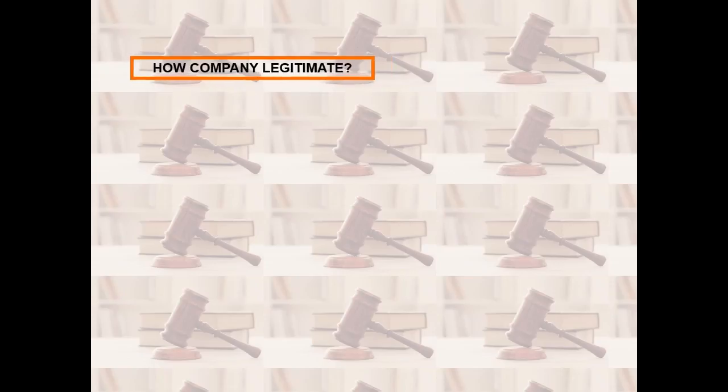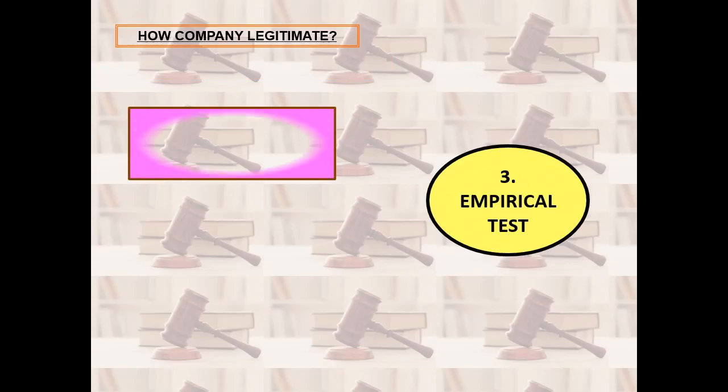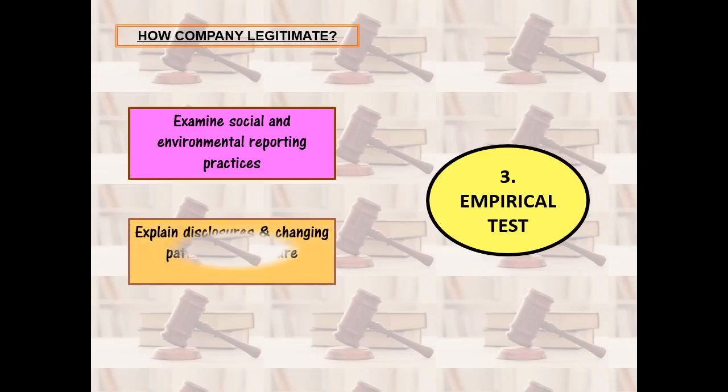For the empirical test on legitimacy theory, it is commonly used by researchers to examine social and environmental reporting practices. It is also used to explain the disclosures and the changing pattern of disclosure. For example, by investigating the objectivity of environmental disclosure practices and trends over time.